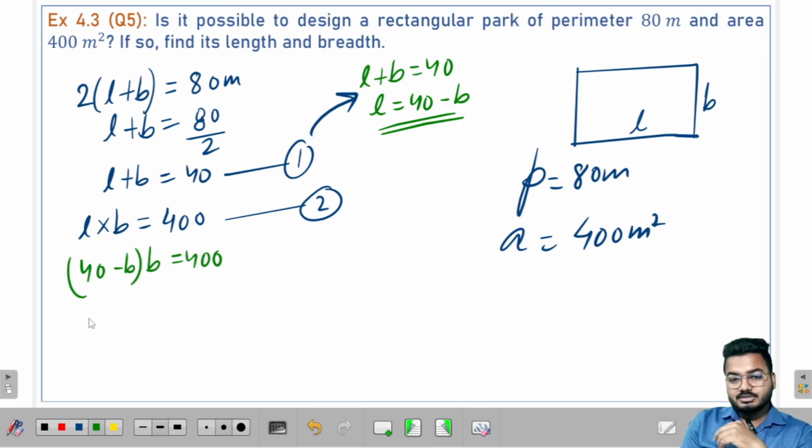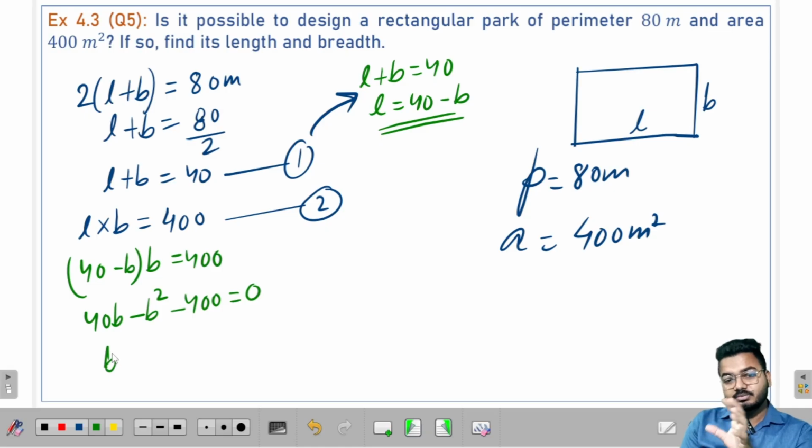Now I have to solve this. So it will be 40B minus B square minus 400 is equal to 0. If I rearrange it and keep the sign properly, B square minus 40B, and minus 400 becomes plus 400, is equal to 0.